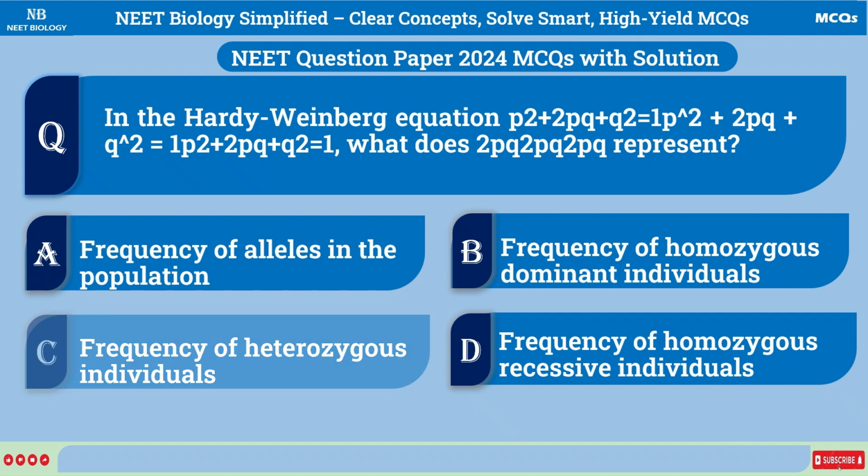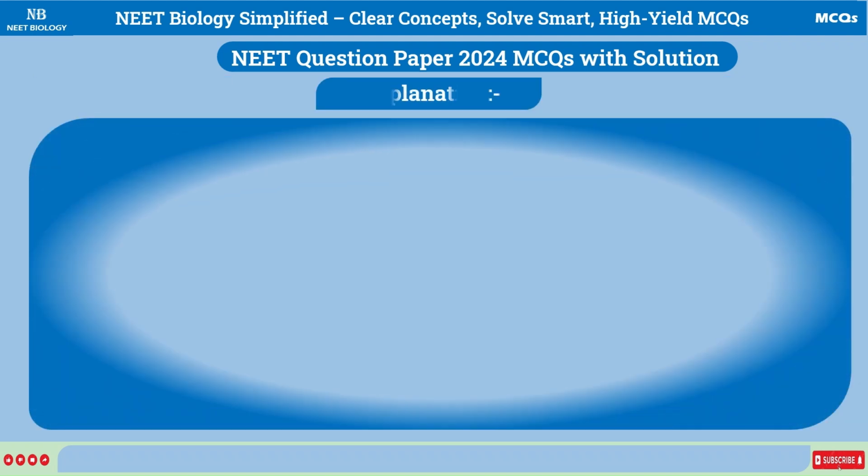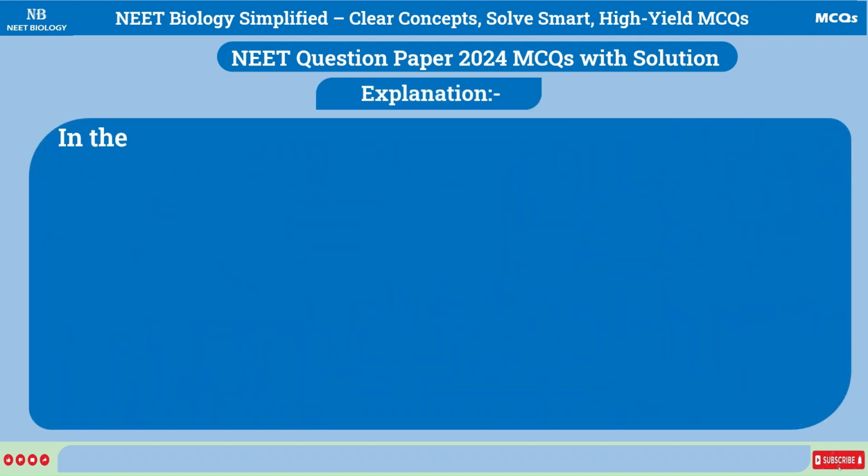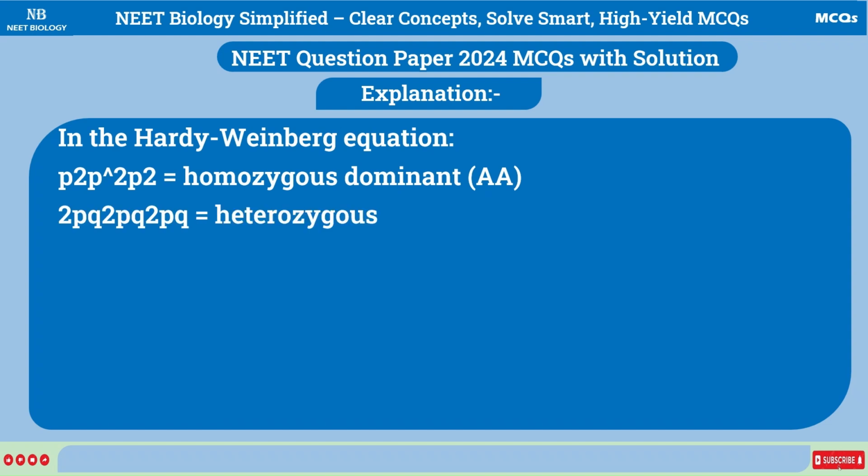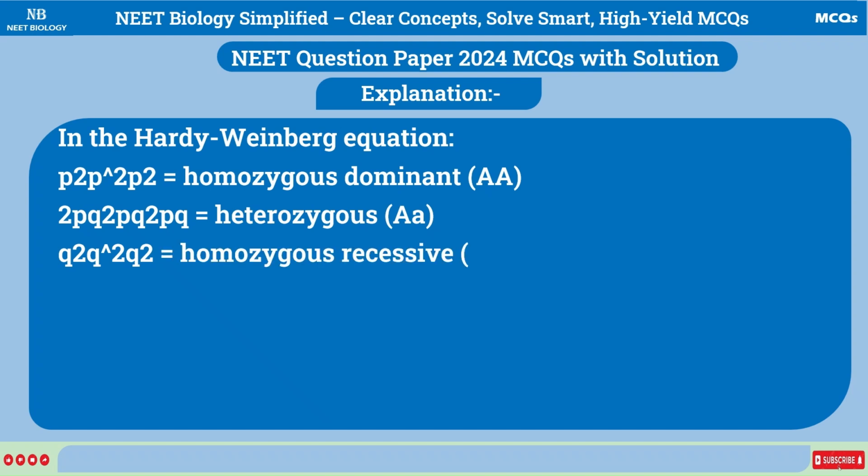Correct answer is C. Frequency of heterozygous individuals. Explanation. In the Hardy-Weinberg equation, p^2 is homozygous dominant, 2pq is heterozygous, and q^2 is homozygous recessive. So, 2pq represents frequency of heterozygotes.